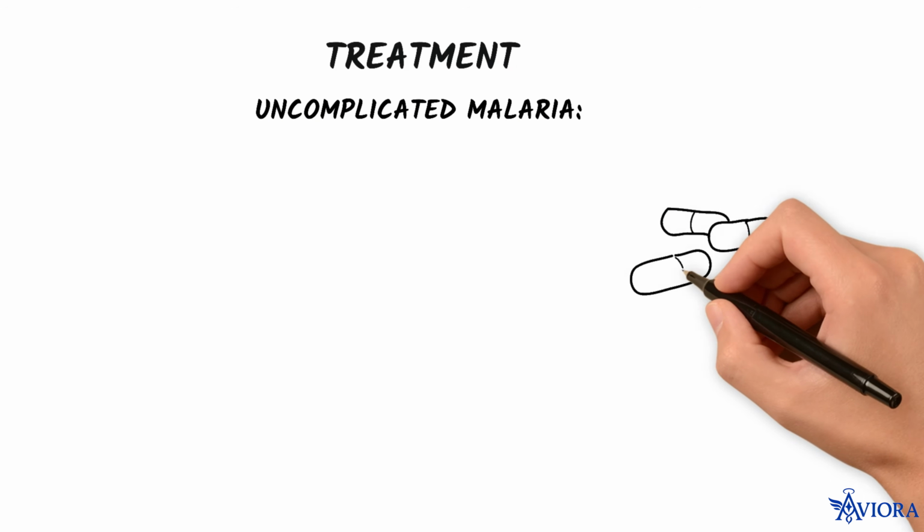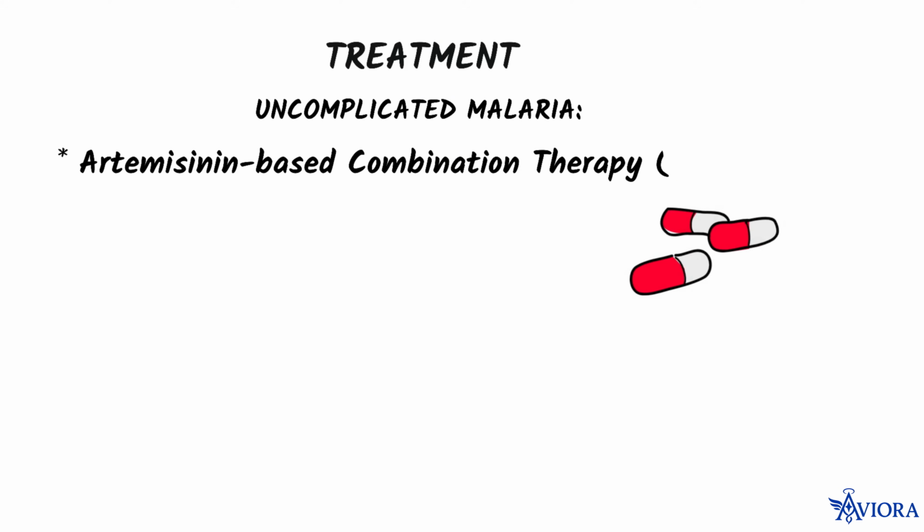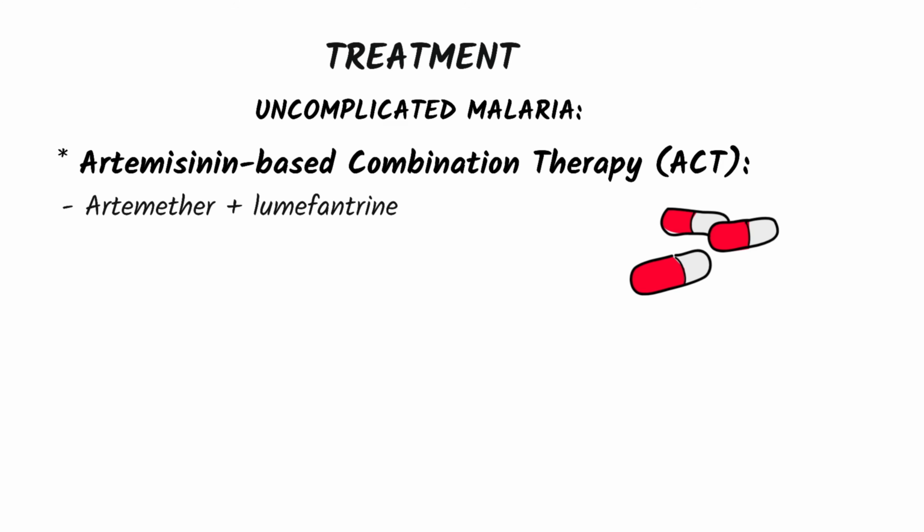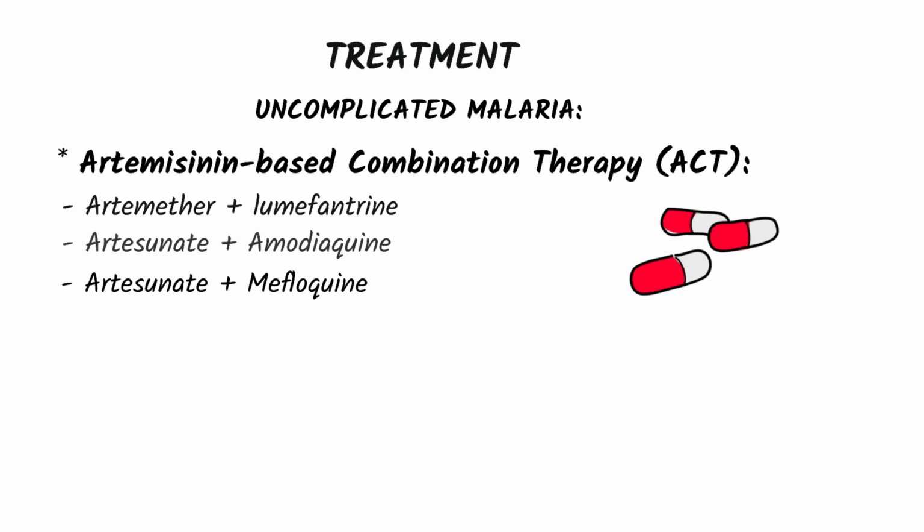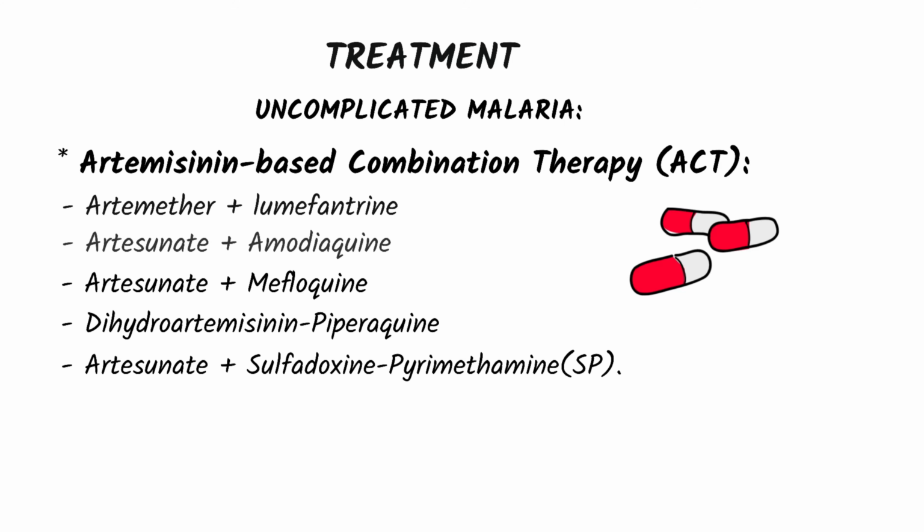Treatment. The treatment protocol is based on global guidelines. The standard of care is artemisinin-based combination therapy, ACT. Here are the 5 main artemisinin combination therapies recommended by WHO. The drug of choice is 1. Artemether-lumefantrine, 2. Artesunate amodiaquine, 3. Artesunate mefloquine, 4. Dihydroartemisinin piperaquine, 5. Artesunate plus sulfadoxine pyrimethamine, SP. Note that widespread chloroquine resistance means it is no longer the frontline agent.